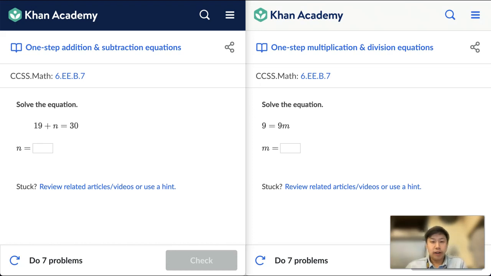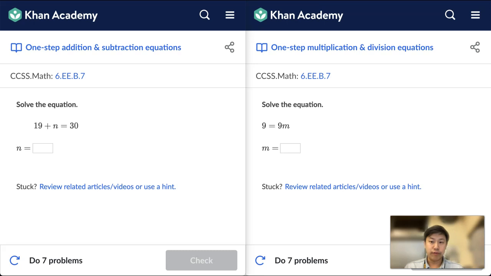Ahoy! Mr. Lee here. All right, so we're going to be solving one-step equations. You'll either be adding or subtracting, or you'll be multiplying, dividing, each of which is going to be solved in one step. I'm just going to flip-flop between these two windows here. Left side you have adding, subtracting. Right side multiplying, dividing. So let's do the adding, subtracting first.